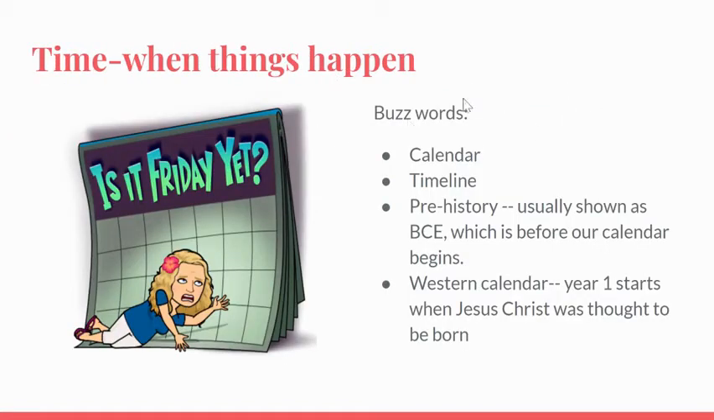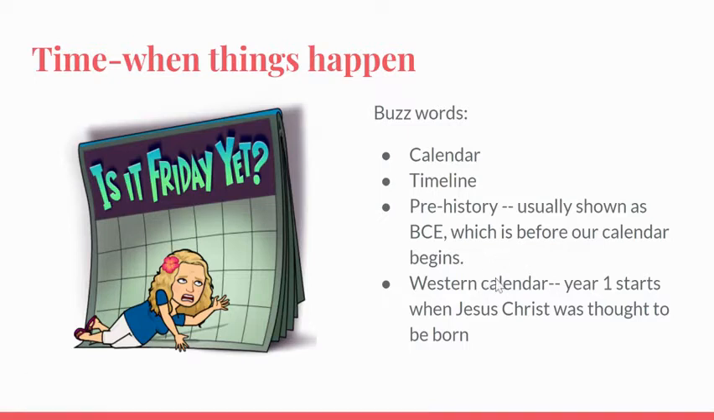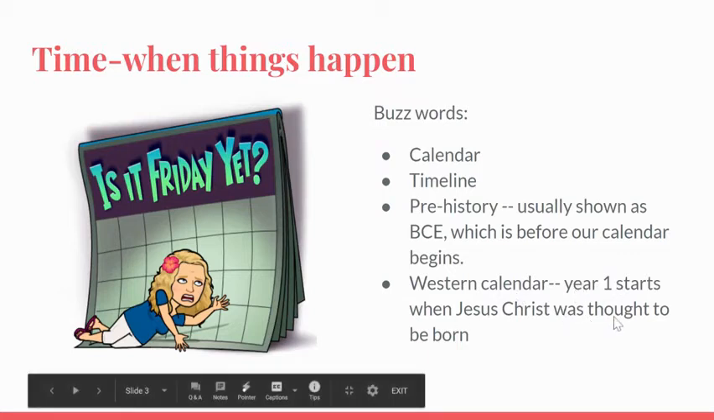So the other topic that we talk about a lot in history or with social studies is the idea of time, when things happen or happened, okay? So we use a calendar in order to determine when things happen. And the type of history we're going to learn this year actually takes place before our calendar starts. And our calendar is considered a Western calendar, and that means that this type of calendar began when year 1 started when Jesus Christ was thought to be born. That's when they started our calendar.